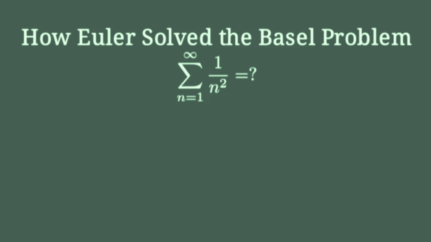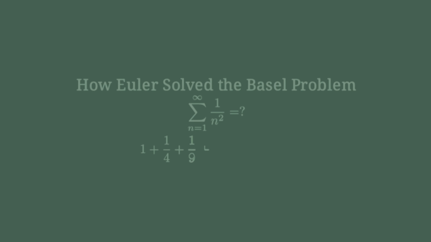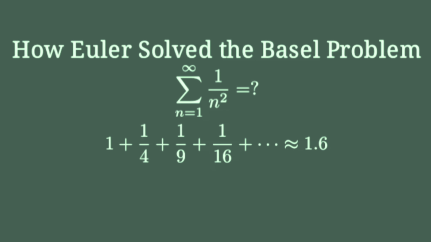We want to find the exact value of the infinite series, the sum from n equals 1 to infinity of 1 over n squared. This is not a geometric series, and it does not telescope, so it is not obvious how to compute it exactly. But Euler found an amazing way using the sine function. Before we jump into Euler's method, let's build some intuition.